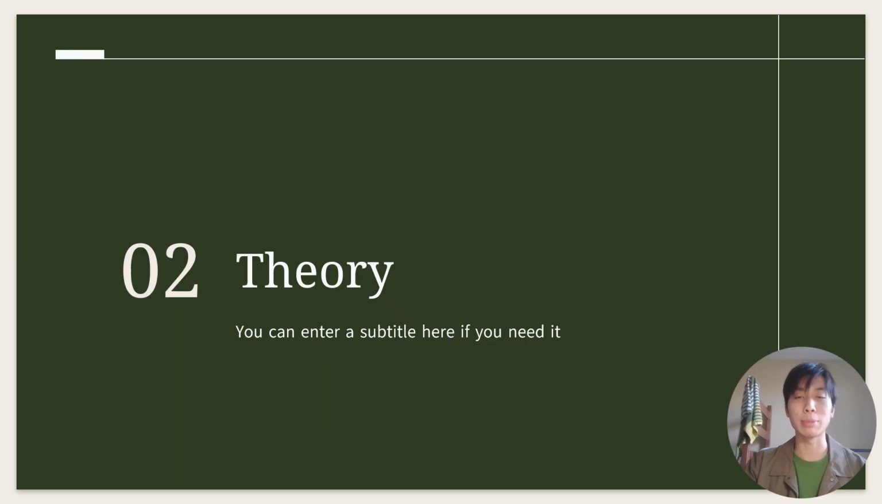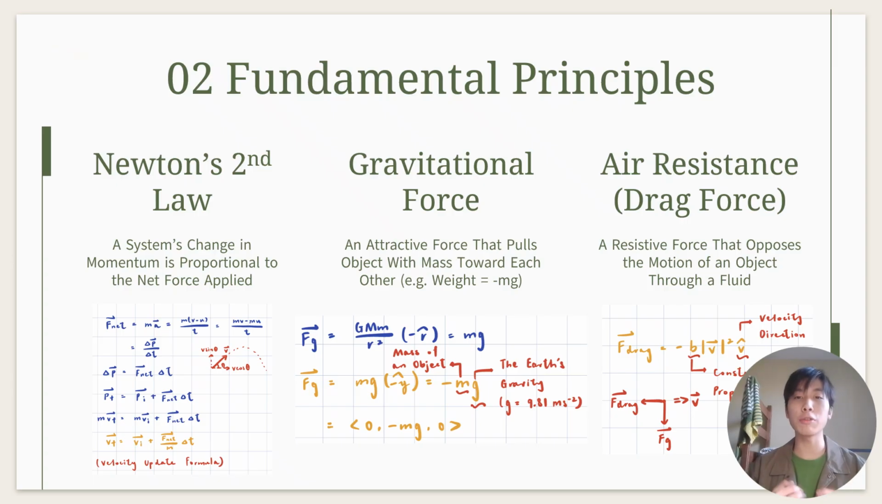So I'll now explain the theory. The three fundamental principles are Newton's second law, gravitational force, and also air resistance. As mentioned in lab 1, we can use F equals ma to derive the momentum principle, which is a system's change in momentum. Delta P is proportional to the net force applied. So delta P over delta T, the derivative of momentum, is equal to F net. And then we can derive the velocity update formula by using that, which is v final equals v initial plus F net over the mass times delta T.